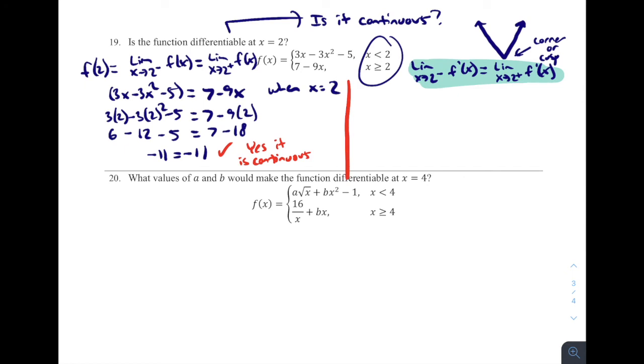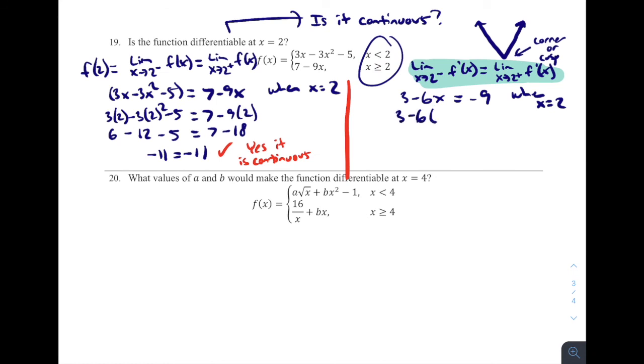Well, the derivative of 3x minus 3x squared minus 5 is going to be 3 minus 6x. The derivative of that negative 5 is 0 because it's a constant. And then that's going to equal the derivative of 7 minus 9x, which is just negative 9. We care that these derivatives are equal when x is equal to 2, again, because that's where these two parts of this function are meeting. And so let's plug in and check.